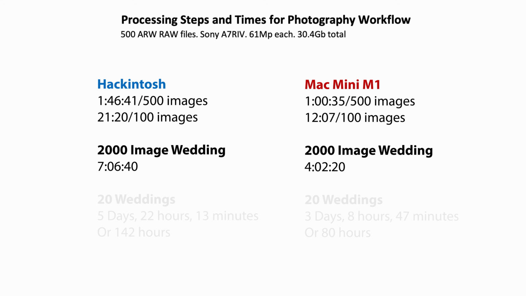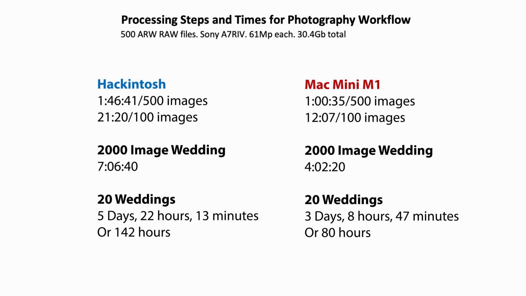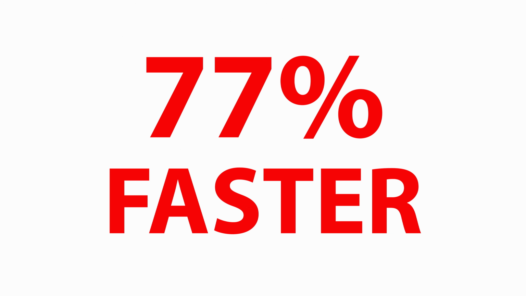If you extrapolate that again to an entire season of weddings, that works out to 5 days, 22 hours and 13 minutes, or 142 hours for the Hackintosh, and 3 days, 8 hours and 47 minutes, or 80 hours for the Mac Mini. That is a 77% faster processing time using the Mac Mini. That automatically makes it worth the purchase price just in one season.